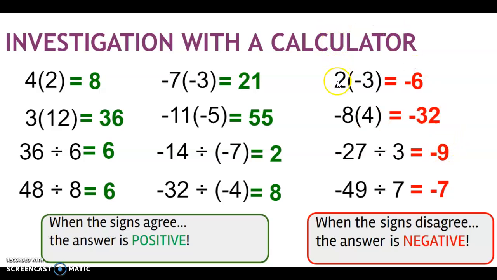Well, let's think about this one. 2 times -3. This is really two groups of -3. -3 and -3 make a -6. So it makes sense. To make this easy to remember, if the signs are the same, we say that the signs agree, and the answers are positive. If the signs disagree and are different, we say the answer is always negative. So just a quick way to remember it.